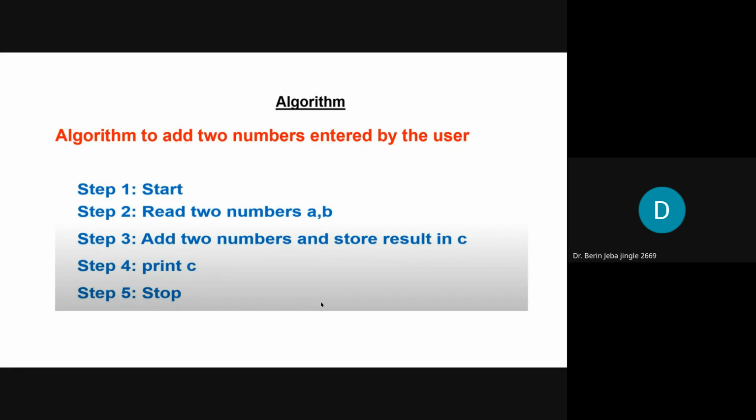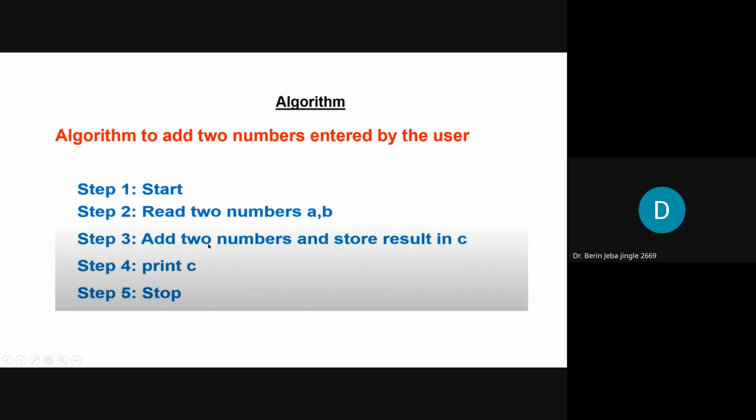Now we are going to add two numbers. So for that, first of all, we are starting. Step 1 is start. Step 2 is what? How many numbers do we need? For finding a positive or negative number, we need only one number. For adding two numbers, how many numbers do we need? Two numbers. Consider them as A, comma B.